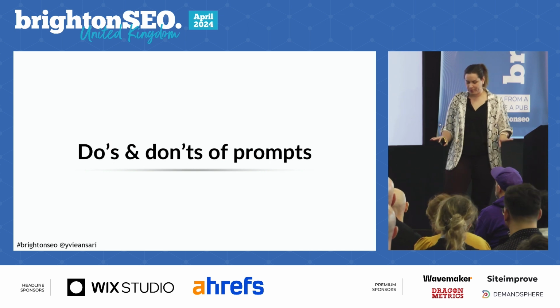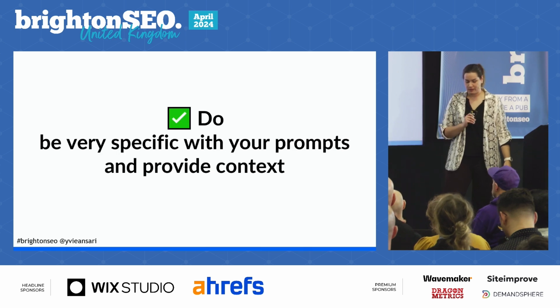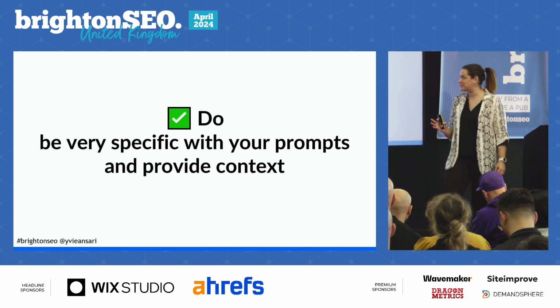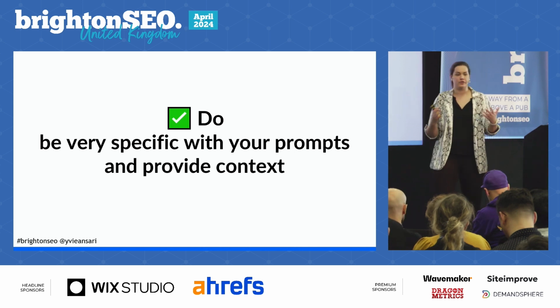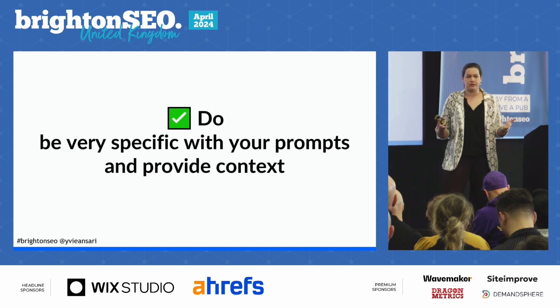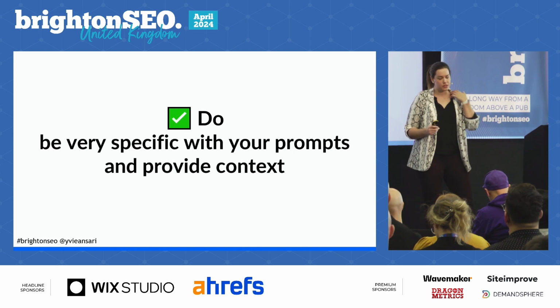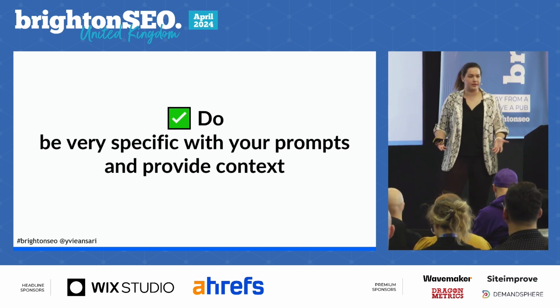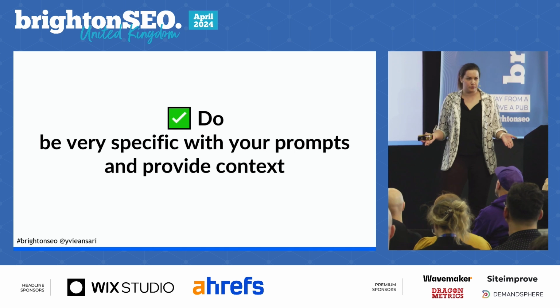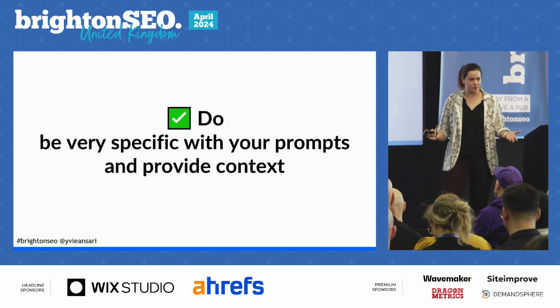Okay, so let's talk about the do's and don'ts of prompting. What you do want to do is be very specific with your prompts and provide context. If you think about it this way, your AI tool is essentially like a new employee to your company. They don't know anything about you. They don't know anything about the company. So you need to teach it what you want it to know in order to help it give you the information that you want. In order to do that, you need to give it as much context as possible. It's the same as if you had a new employee: you would need to give them as much context as possible to actually be able to perform their job.